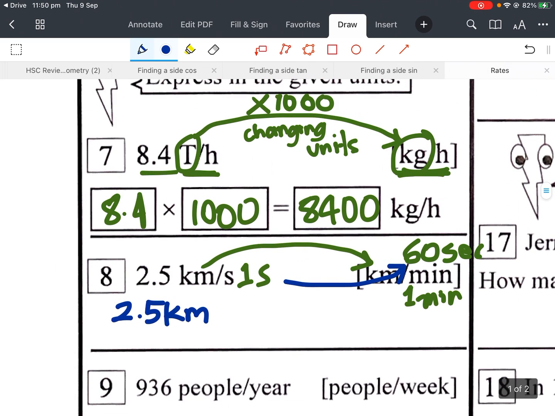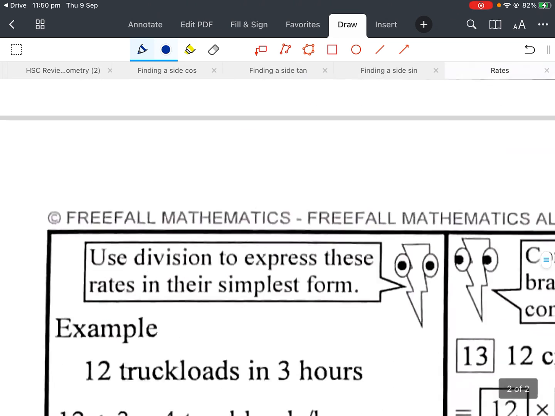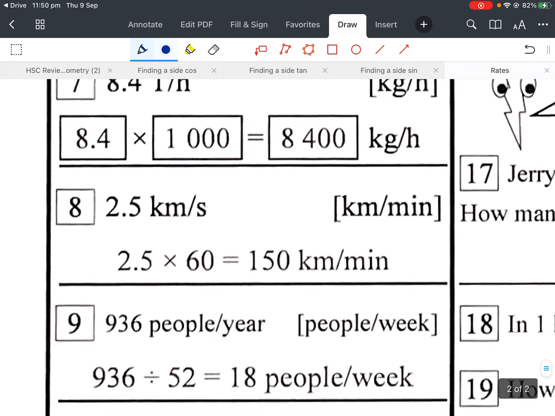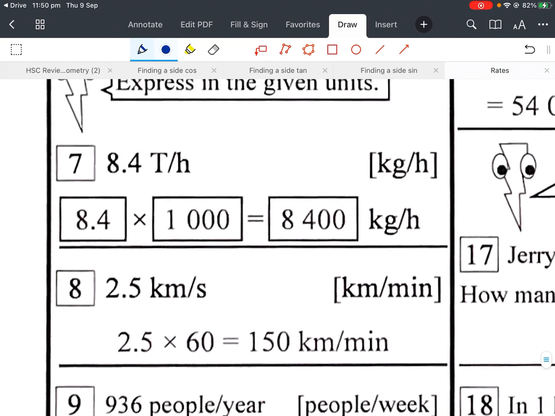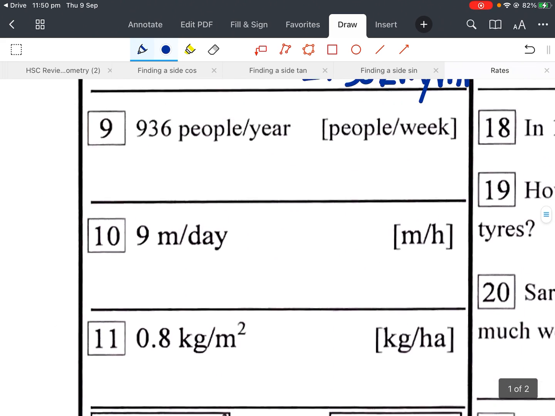So I said to you, what do I do to change 1 second to 60 seconds? And hopefully you said, well, 1 times 60 will give me 60. So that's how I know to multiply by 60. So 2.5 times 60 gives us 150 kilometres per minute. Let's check. Was that the answer? There it is. Yes, we were correct. All right, let's try the next one. And then you can do some on your own.